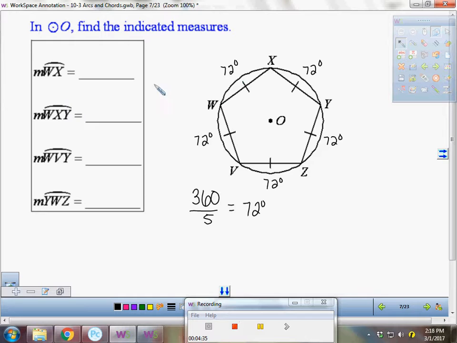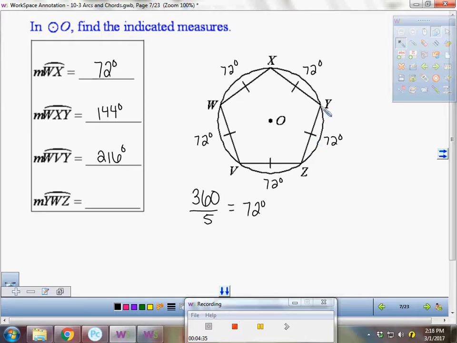Alright, so WX, that would be 72 degrees. WXY, that's 2 of those, so that would be 144 degrees. WVY, so from here all the way to here, that would be 3 of those pieces, which is 216 degrees.